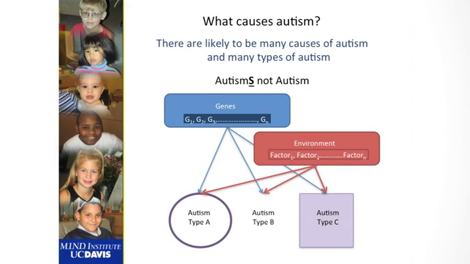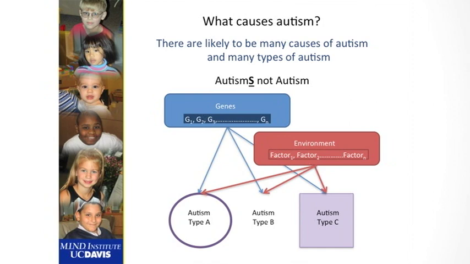So this is just to reiterate that point. What causes autism? There are likely to be many different causes of autism and many different types of autism. There was a study published a few years ago by Dan Geschwind where he coined the term autisms, not autism. And I think that has reached the lay public. People talk about that all the time now, that there are autisms.